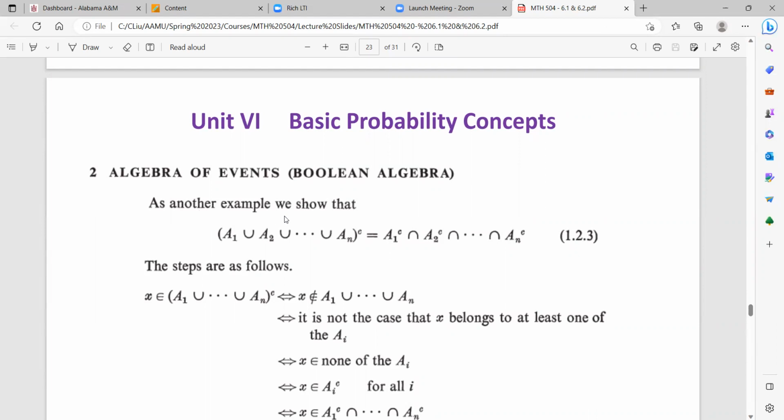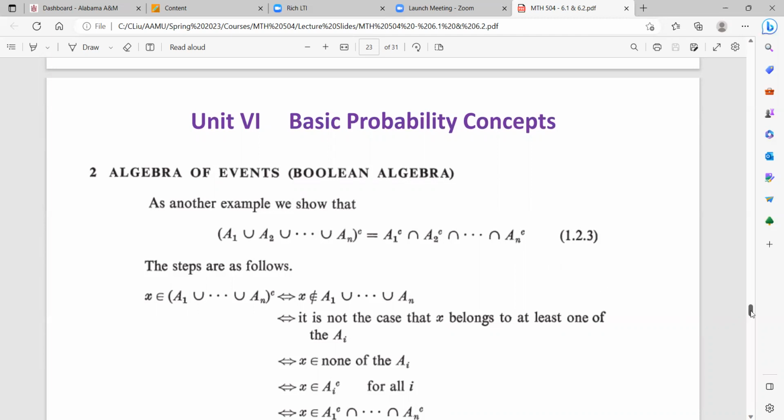So let's just look at one example. We want to show the complement of the union of n sets, A1, A2 to AN, is just the intersection of the complements of each of those sets.